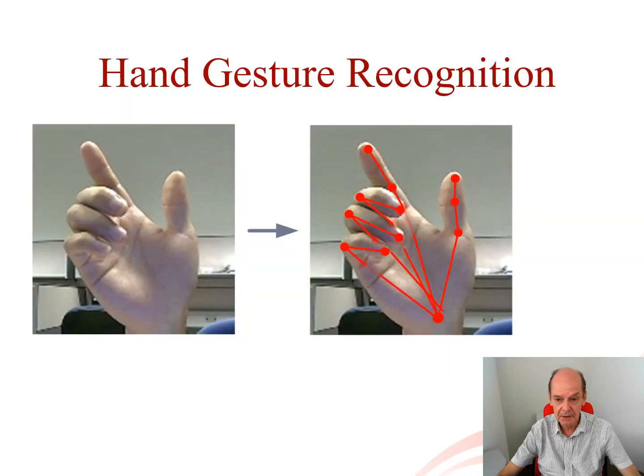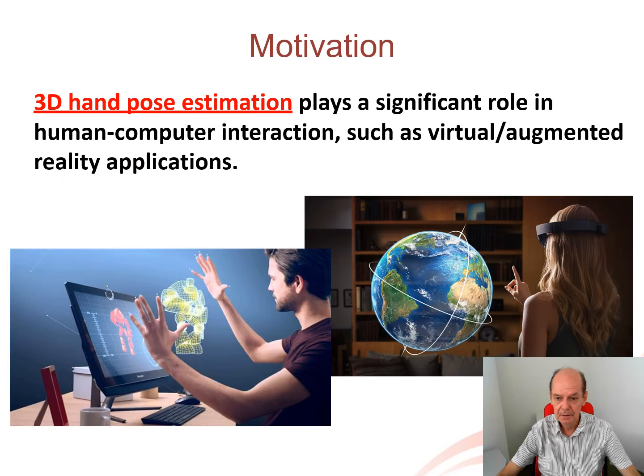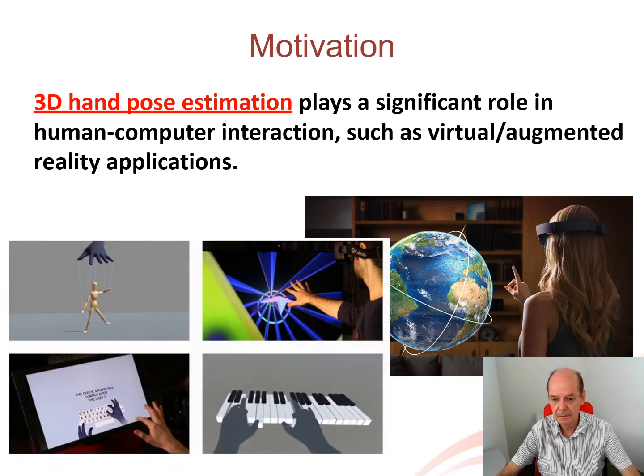Now if we look at the hand gesture recognition, we have a hand and what we want to get is in fact the joints. It's called hand pose estimation. It's important for human-computer interaction, but it's also important in virtual reality and augmented reality applications. You see a few applications.